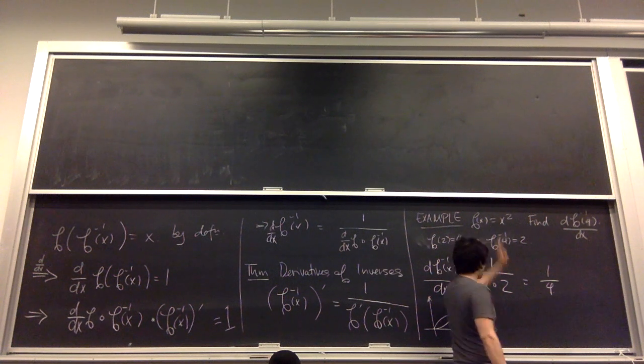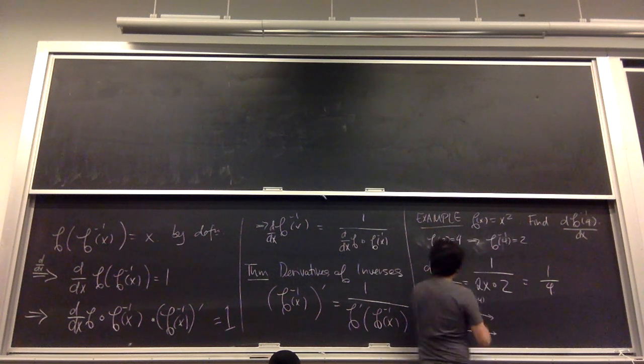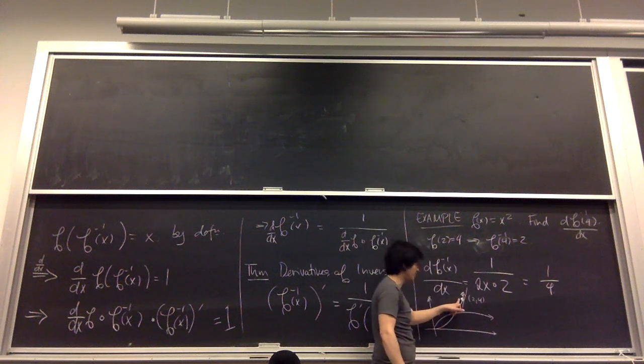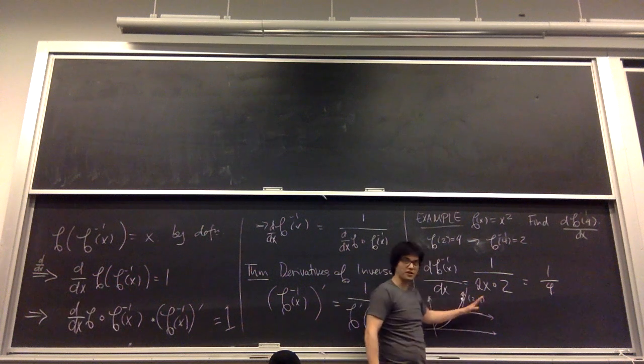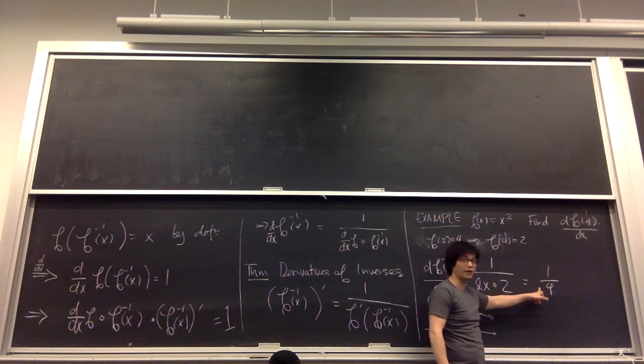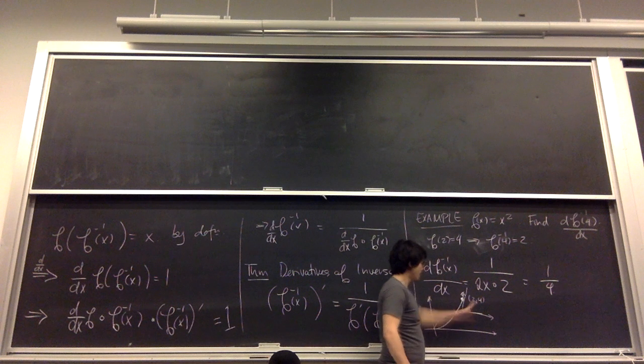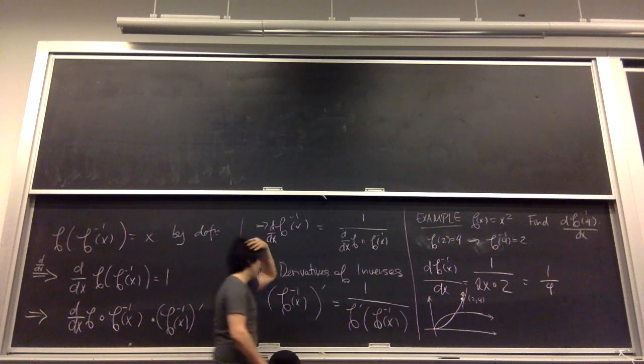4. So this guy has slope 4 at that point, and they're saying that the derivative of the inverse function, which is the square root function in this case, should have derivative a quarter. Does that make sense? It's still positive, but it's very weak, right? So this does seem to make sense geometrically. You should plot them using Desmos.